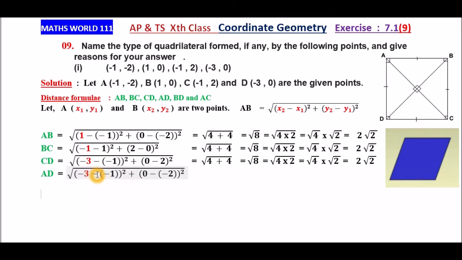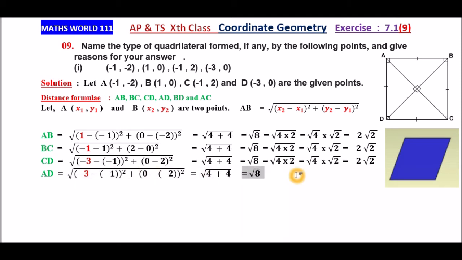So we get here 4 plus 0 minus of minus 2. Minus into minus plus. So 0 plus 2 is 2. 2 square, that is 4. So we get here 4. So that is equal to square root of 4 plus 4. Understand? 4 plus 4. So 4 plus 4 is 8. That is equal to root 8.